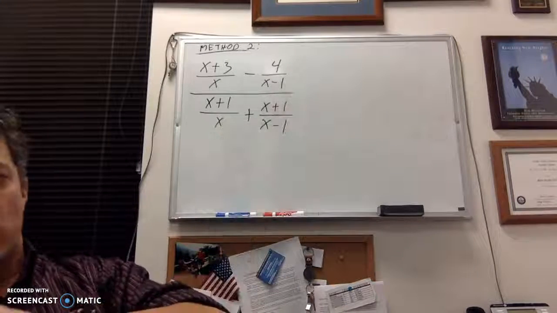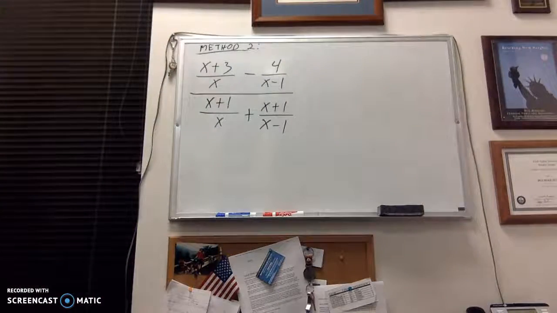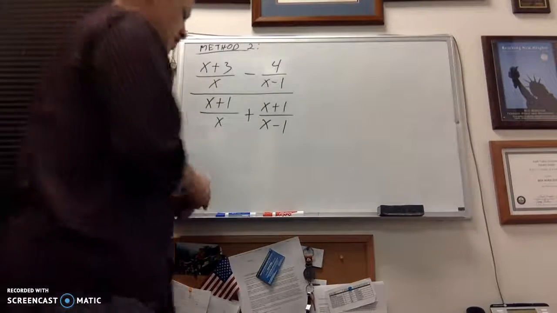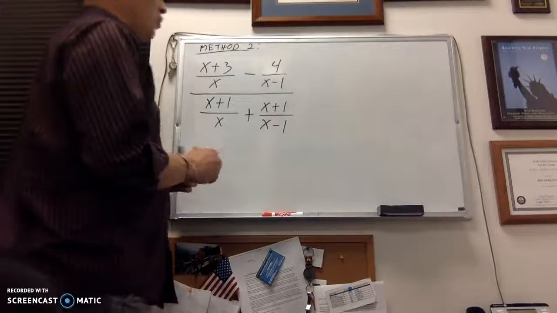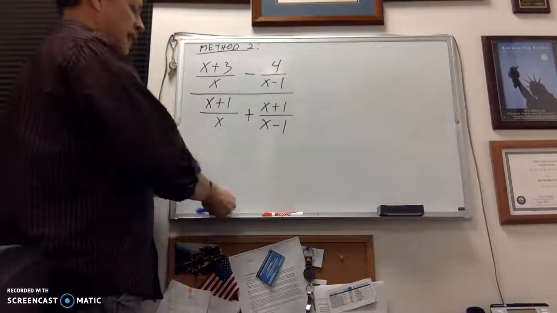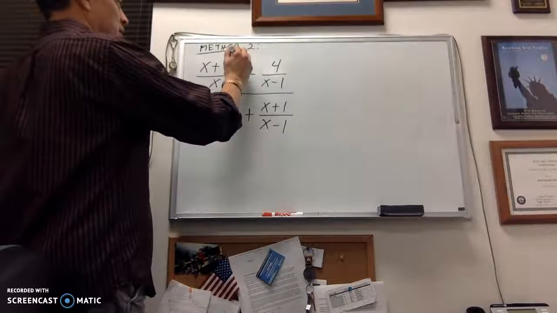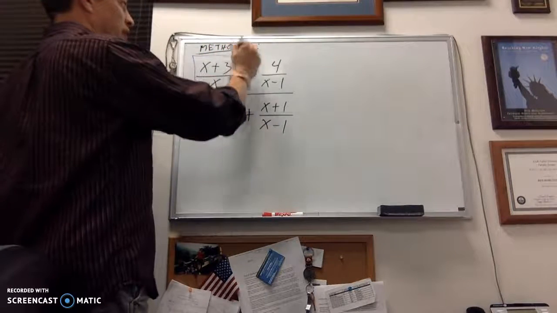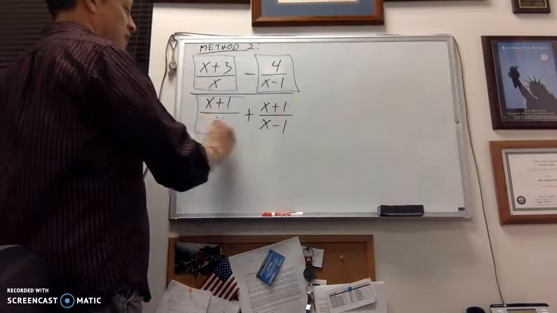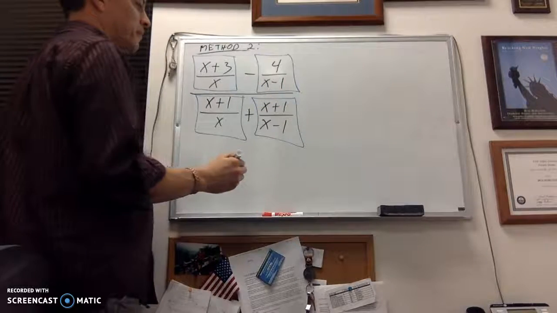Now let me come back to my original problem that I did in part 1 and show you how to do this using method 2, alright? If you watched part 3, like I said, we did method 2 in there. And what that composed of is I've got all these little fractions here. I've got the x plus 3 over x, I've got 4 over x minus 1, I've got x plus 1 over x, I've got x plus 1 over x minus 1.